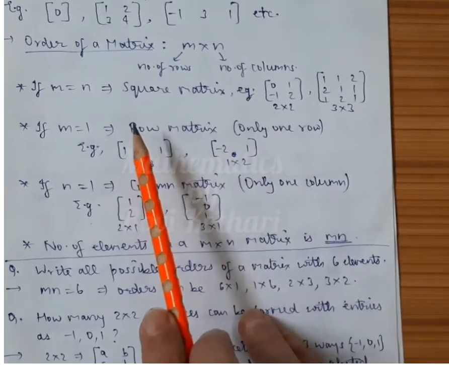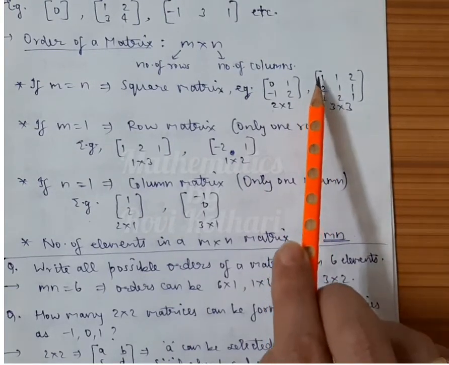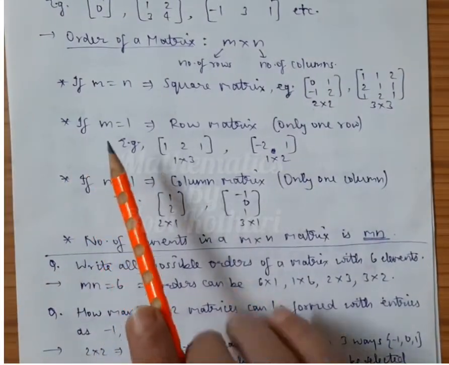Look at the second example that I have taken. I've written a 3 by 3 square matrix because it has 3 rows and 3 columns. So that is what we call the square matrix.